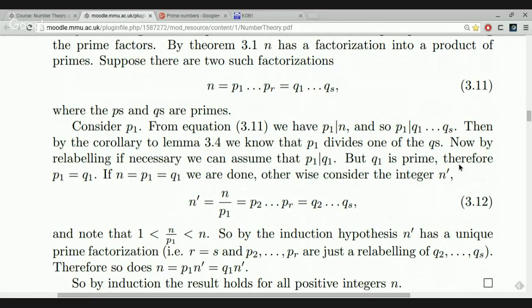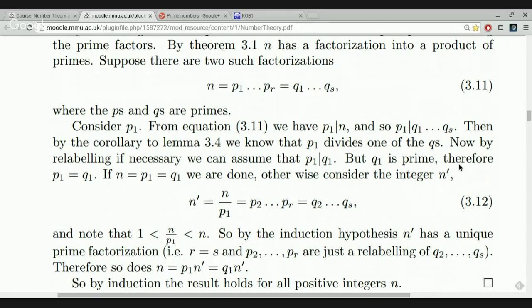So it must be that its prime factorization is unique. We're not looking at two different lists here. We're looking at the same list, maybe reordered, but essentially the same list. So in particular, R is equal to S, the same number of things here, and each of the P's is equal to one of the Q's. At worst, it's just a relabeling of the same set of prime numbers. We reached that conclusion by applying the induction hypothesis, because we assumed the prime factorizations were unique for everything strictly less than n.